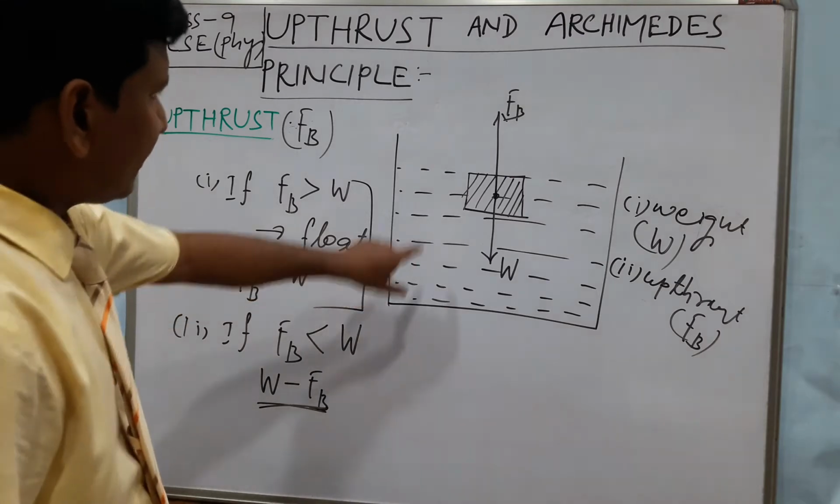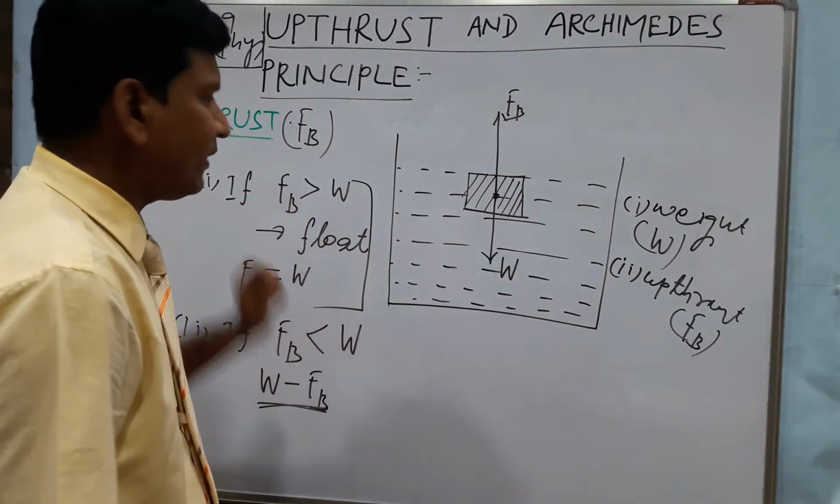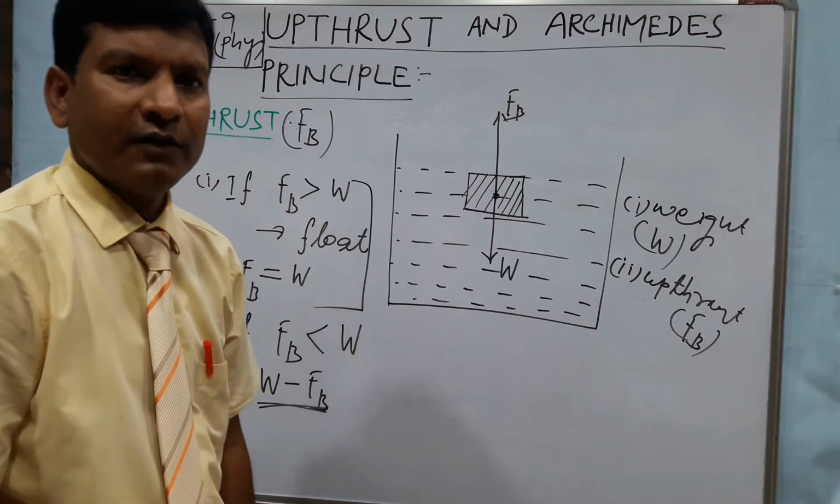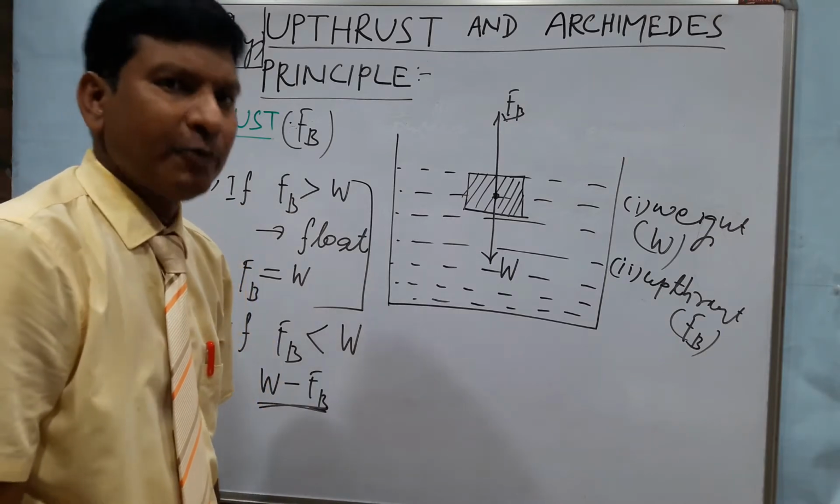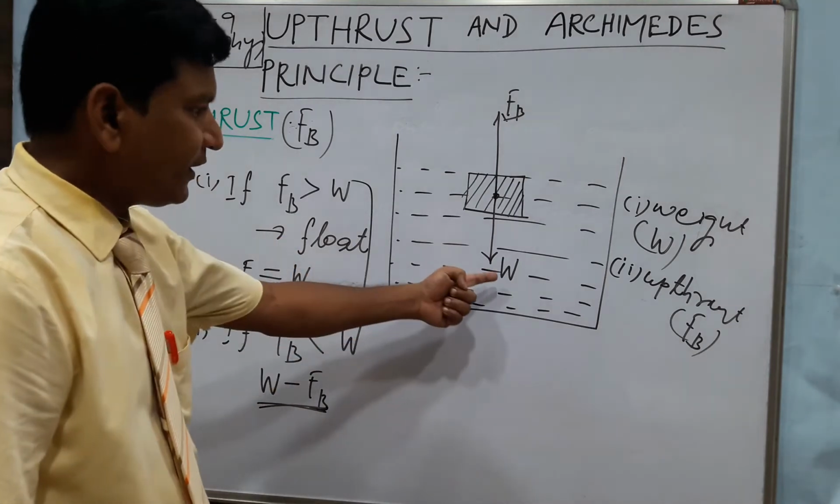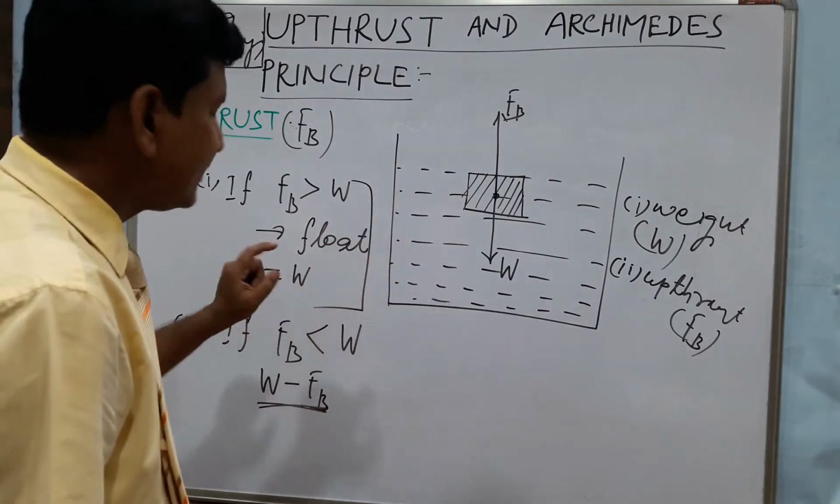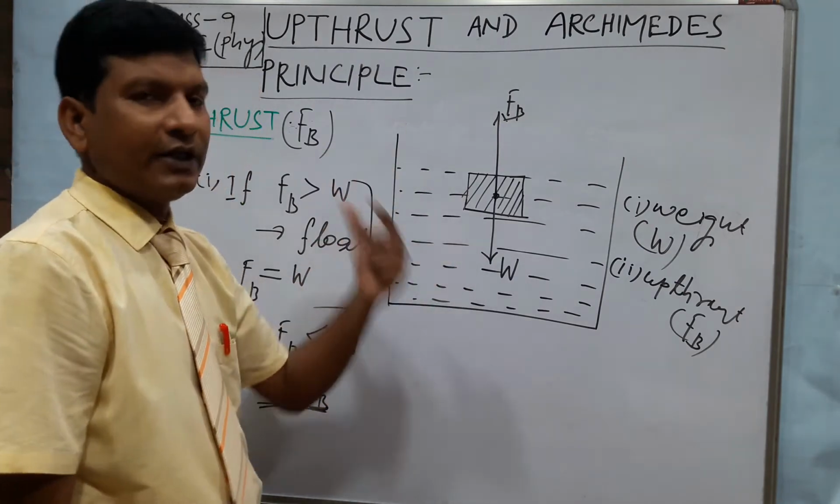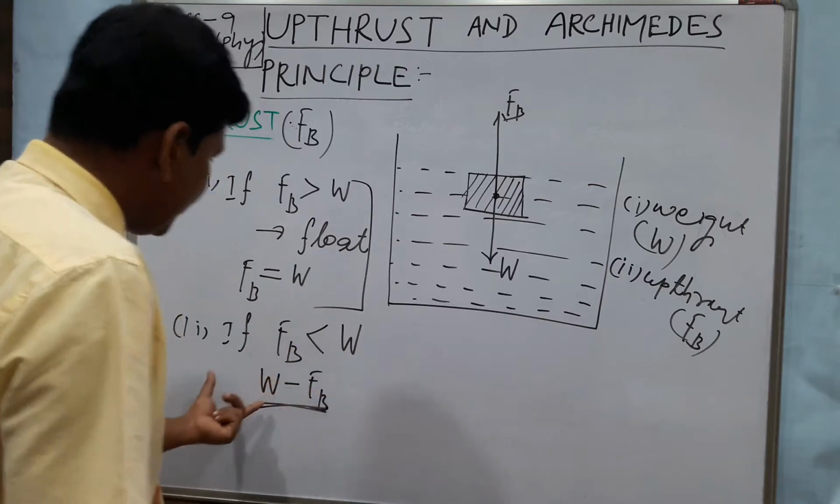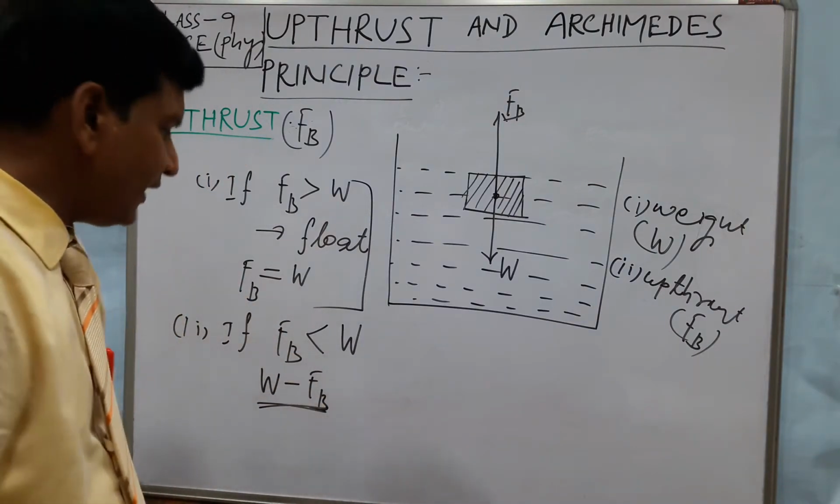Now see here, in this situation the apparent weight of the body will become 0. Therefore the body will be floating. Apparent weight, not the actual weight. The actual weight is W, but the apparent weight acting on the body will be 0. Due to that reason the body is floating. Over here, how much will be the net downward force?